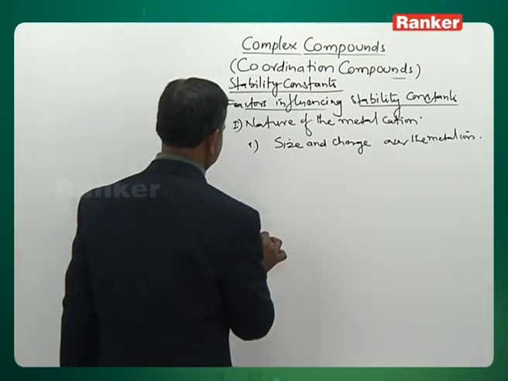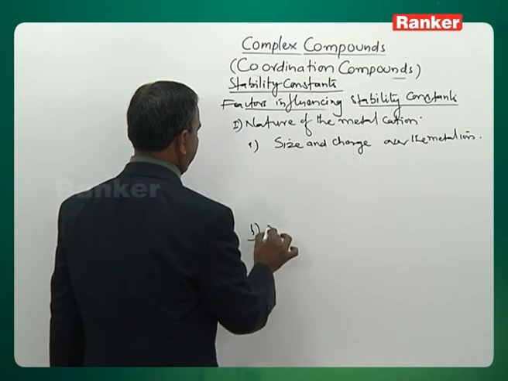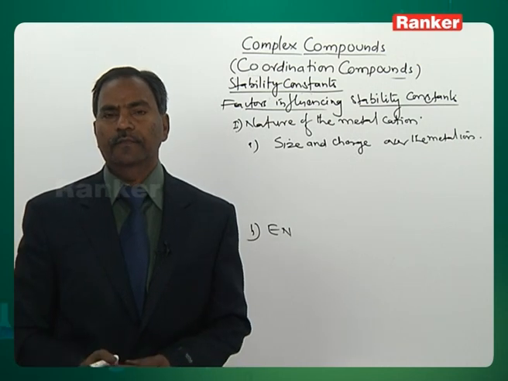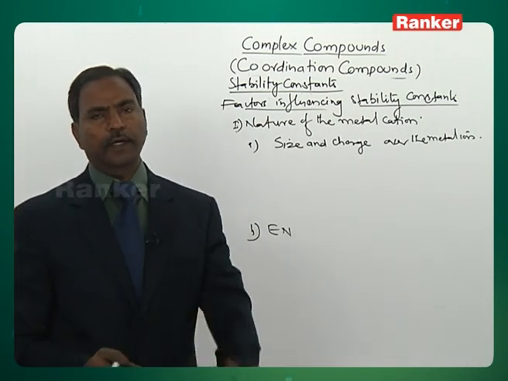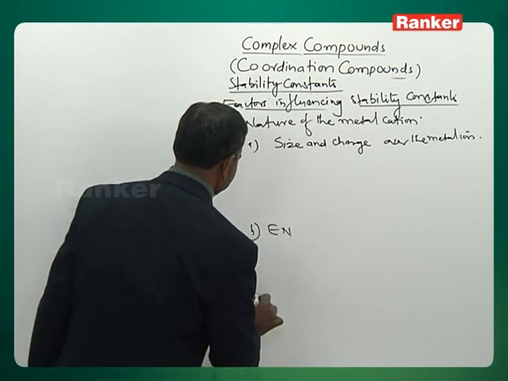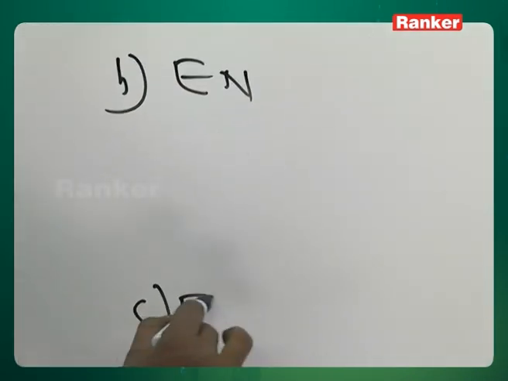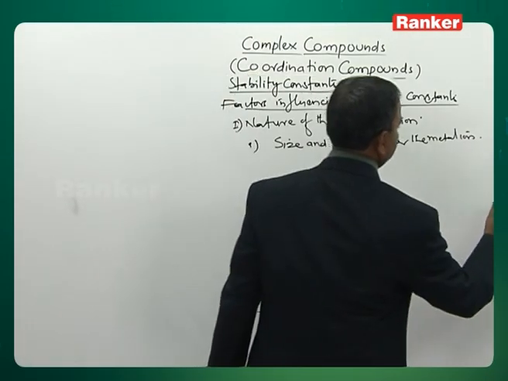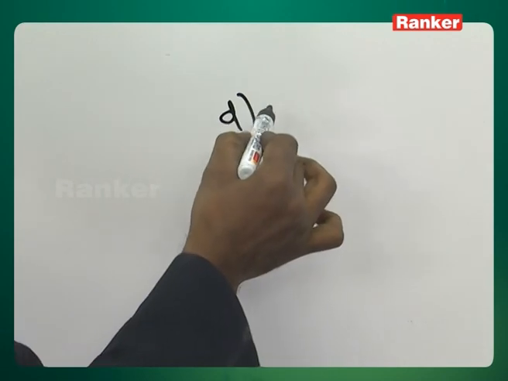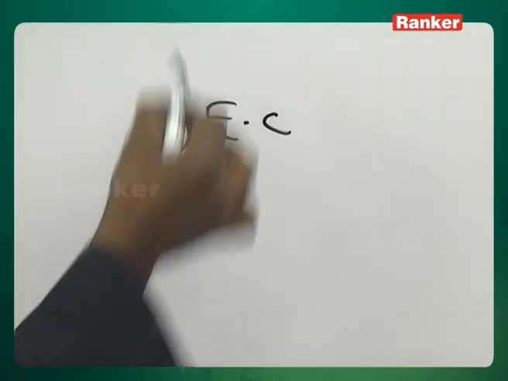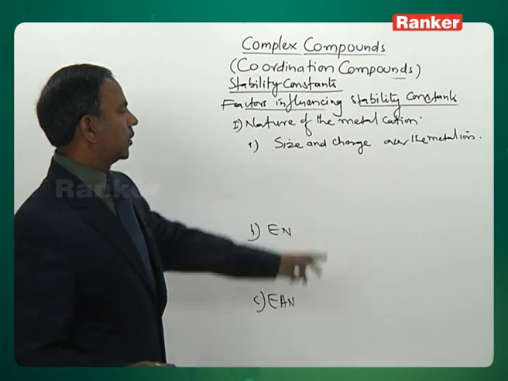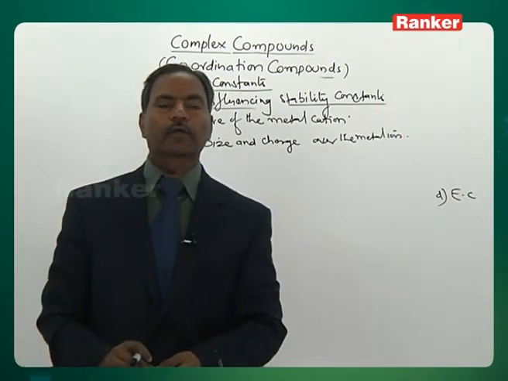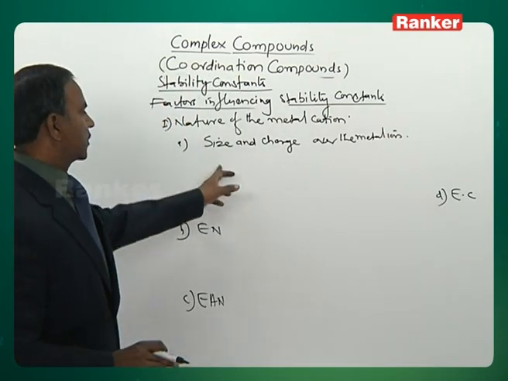Next, the electronegativity of the metal ion. First one is size and charge of the metal ion. Second one, electronegativity of the metal ion. Third one, EAN of the complex. Fourth one, electronic configuration. This is the first one, size and charge.